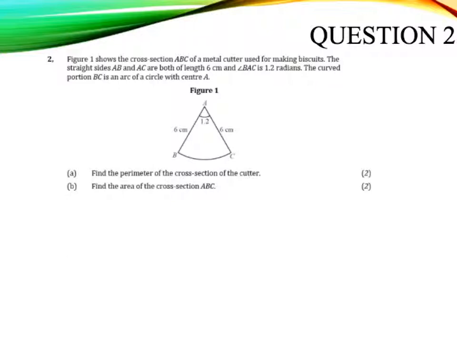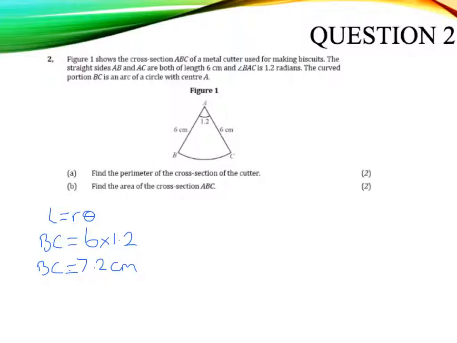So, first of all, it's asking us to find the perimeter of the cross-section of the cutter. So the perimeter is this plus whatever this curved part here is as well. So the curved part, we say the length of that is r theta, where theta is in radians and r is the radius. So this length here, BC, equals 6 multiplied by 1.2, which is going to give us 7.2 centimetres. So BC is 7.2 centimetres.